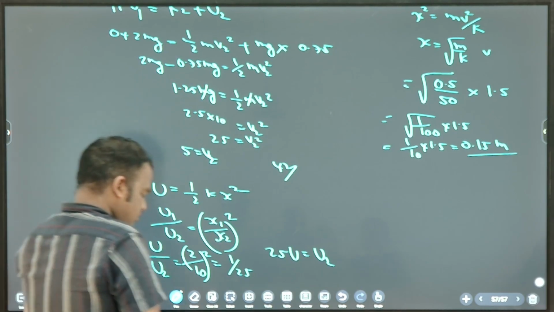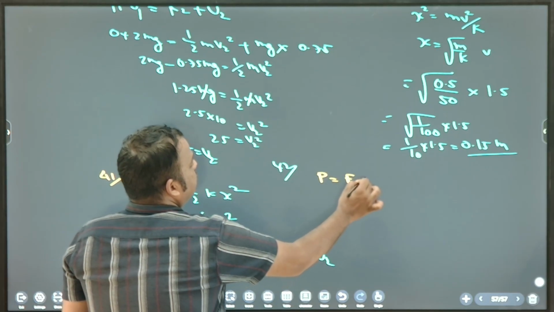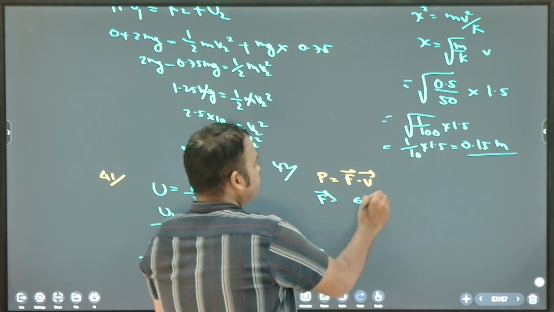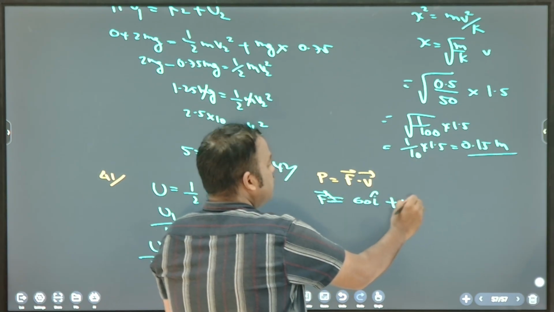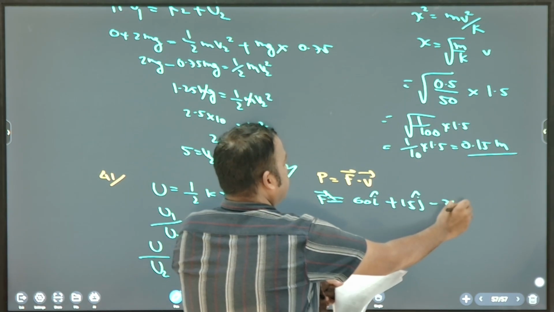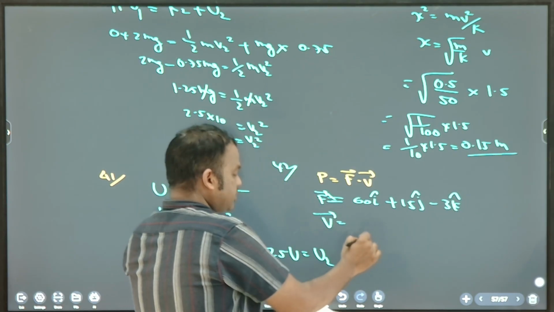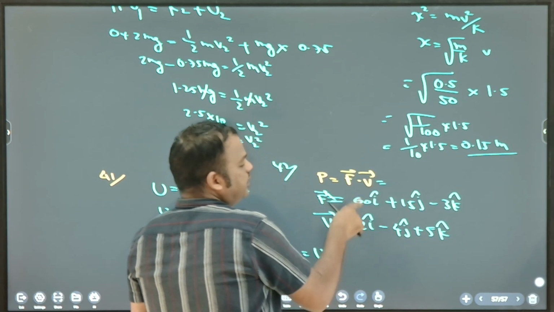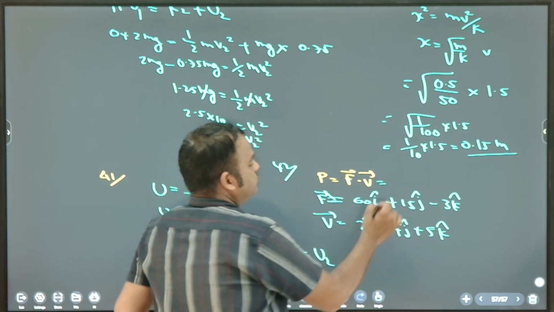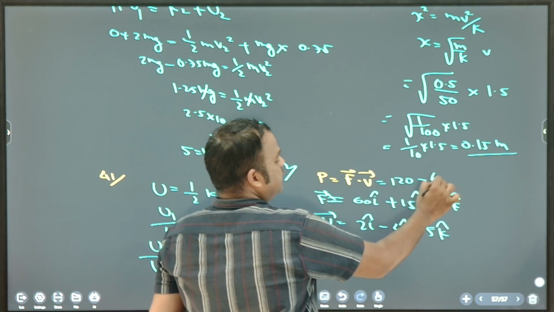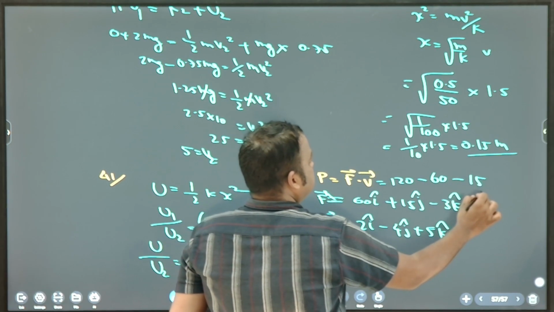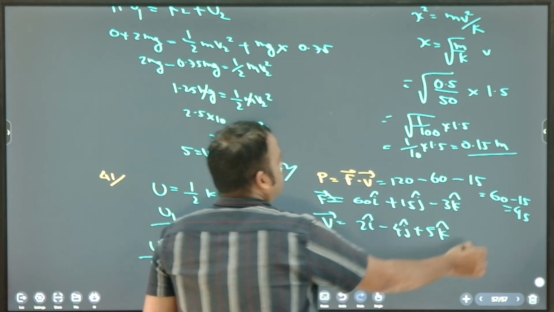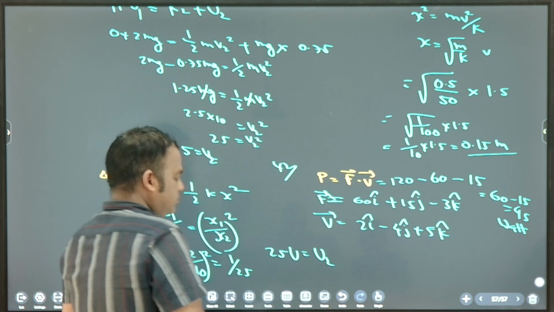F V cos theta, note down. Instantaneous power is equal to F dot V, the dot product. So F vector is given 60I plus 15J minus 3K. And V vector is given 2I minus 4J plus 5K. Good. So F dot V, A1 A2 plus B1 B2 plus C1 C2. 120 minus 60 minus 15. So 60 minus 15, 45. 45 watt. Power 45 watt.